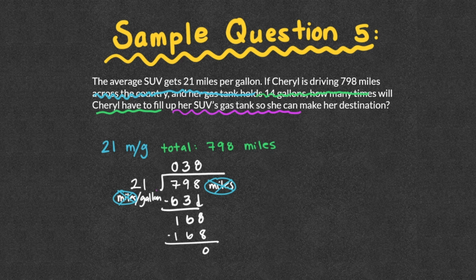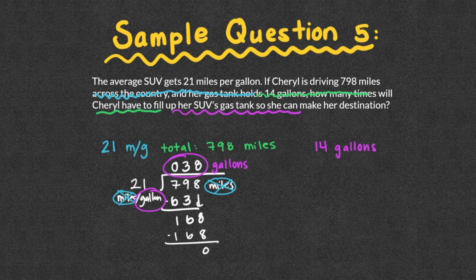We see here that we were left with gallons at the end. So that means that our units must actually be gallons. So we think 38 gallons. 38 gallons to do what? That's 38 gallons of gas that she needs to travel across the country. So now we can take that she holds 14 gallons in her gas tank. And we need 38.